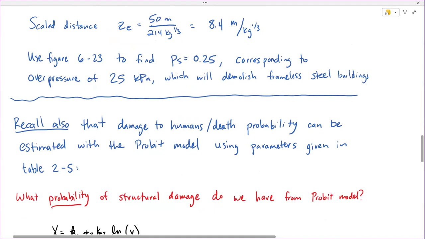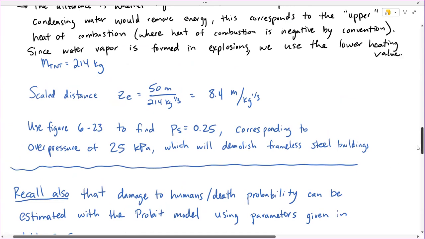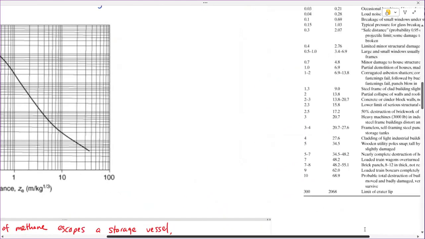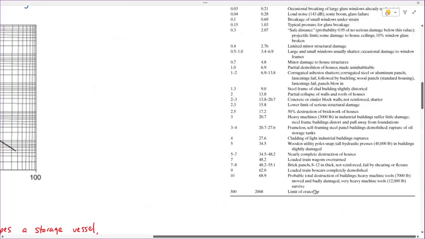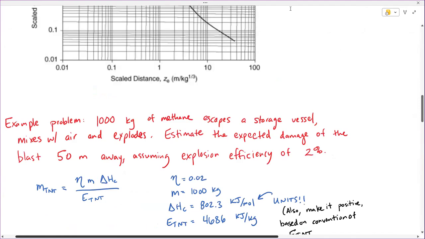In my solution, I called it 0.25, which is close enough, corresponding to an overpressure of roughly 25 kilopascals, which will demolish frameless steel buildings. So let's check in figure 6.9 and make sure that that is what I've concluded. Yep, we're in this range. Frameless steel panel buildings are indeed demolished. So that is that example problem.